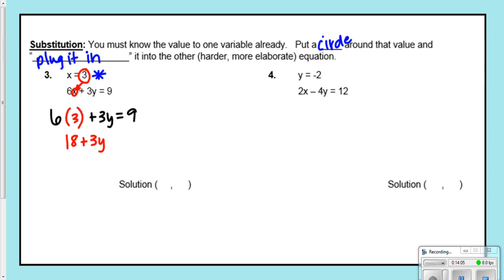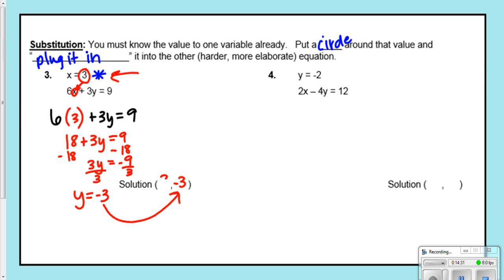18 plus 3y equals 9. Working here to solve y. Divide by 3, so y equals -3. Okay, well, solution is supposed to be a point, an x and a y, right? So all I have found here is one of the values, -3. So what is x? Well, look back at your equations. X is, ding, ding, ding, 3.